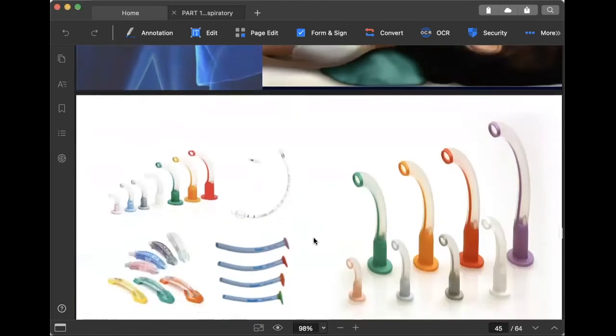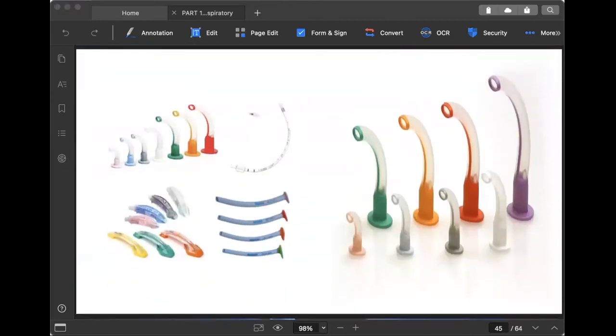So here are examples of your naso and oro airways that are needed for your client.